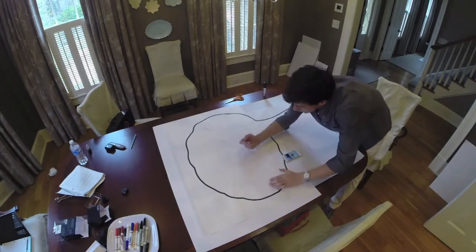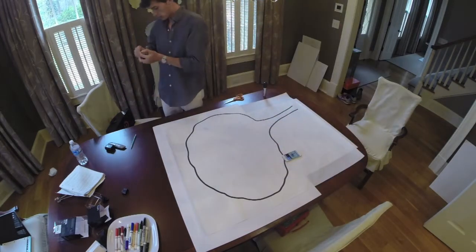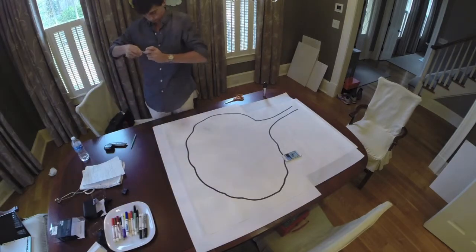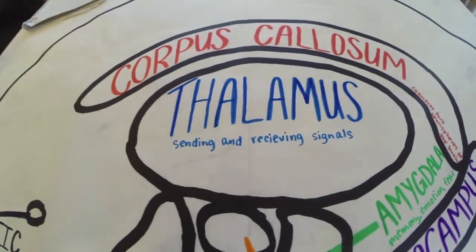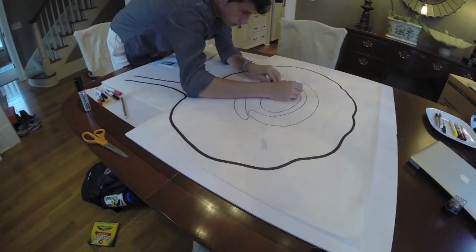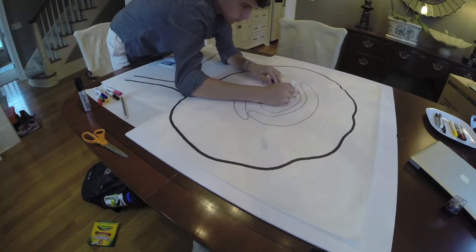Now let's talk about the internal part of the brain. Let's start off by talking about the thalamus. Almost every sensory signal enters the thalamus and then gets sent out to the rest of the body. The thalamus is responsible for sending and receiving signals.